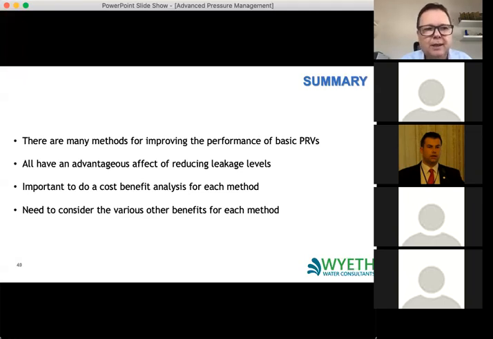Some of the electronic devices also have data logging capabilities, 3G or 4G communication capabilities, transient logging capabilities. So when you're doing the cost benefit, you're not just comparing how much it costs with your leakage saving, but you're also looking at all of those other benefits as well. If you're reducing burst frequency, you could include the cost that you're going to save on repairs and possibly the cost of saving on pipe replacement as well, but that gets a bit more complicated.